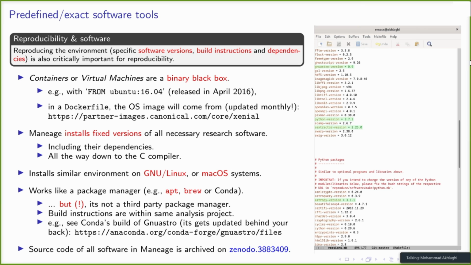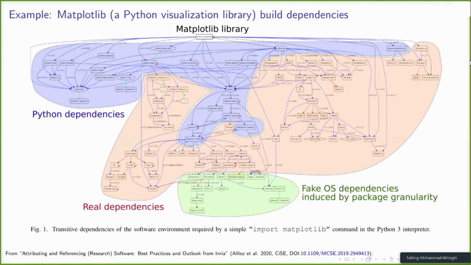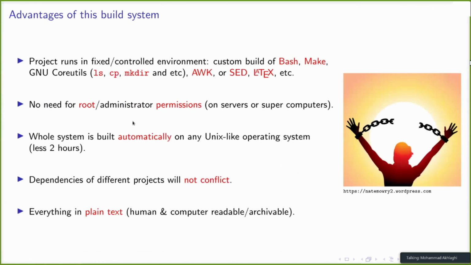So in Maneage, we just decided to include the build instructions for all the necessary software of our project inside the project. For example, this is the dependency tree of matplotlib. Just look at all the dependencies. We have the instructions for matplotlib inside Maneage. So you see it builds everything with plain text files that are managed with Make.